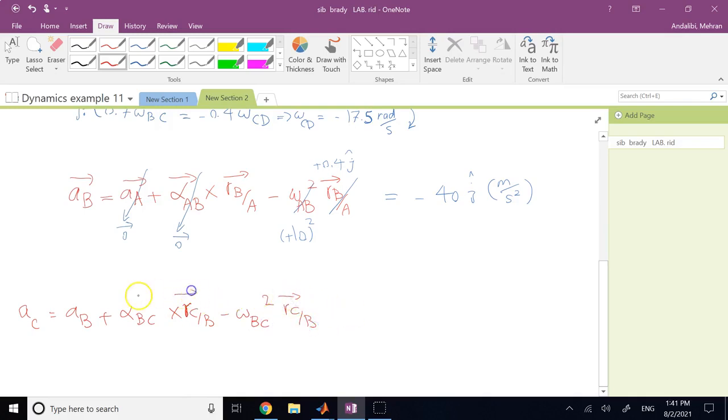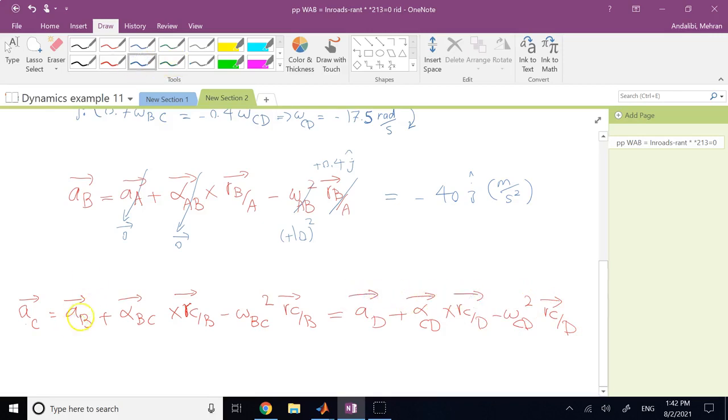And again, similar to last time, I need to find A of C also in terms of CD, because this first equation is not going to be enough. So it's going to be A of D plus alpha CD cross R of C with respect to D, and minus omega CD squared R of C with respect to D. Now if I go ahead and replace, A of B is already negative 40j. I found it in the previous step.